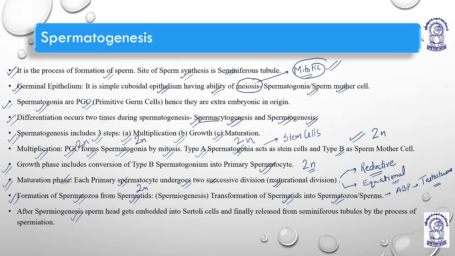Caput epididymis then leads into the vasa efferentia. Vasa efferentia then lead into the vas deferens. So we have a whole pathway, which I have told you in the previous lectures.